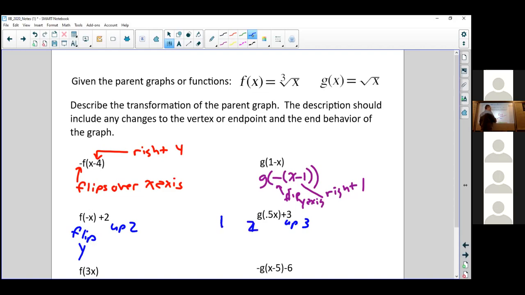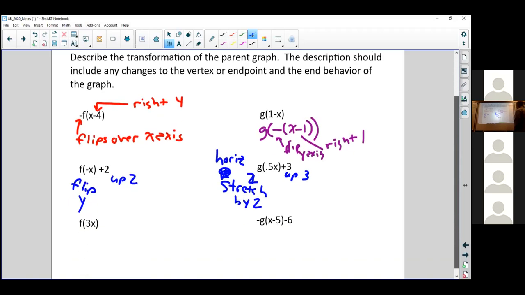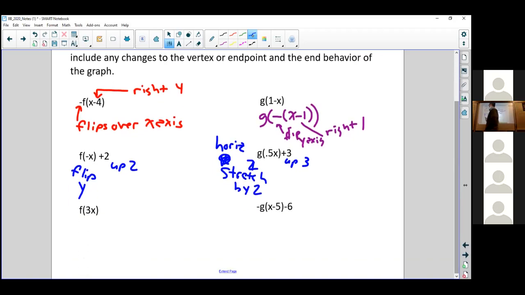So this is a horizontal stretch by 2. Means you're going to multiply all of your x values by a factor of 2. All right, this 3 sitting out in front here is going to be I have to sneeze. It's not there.